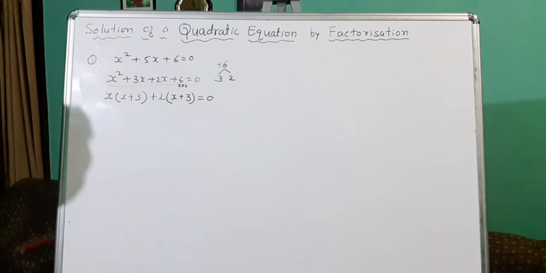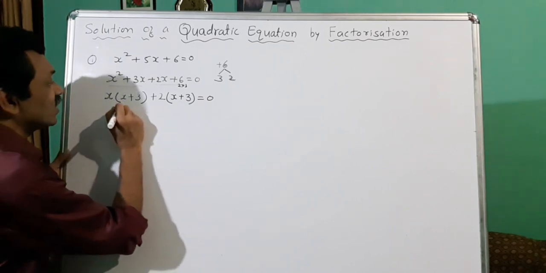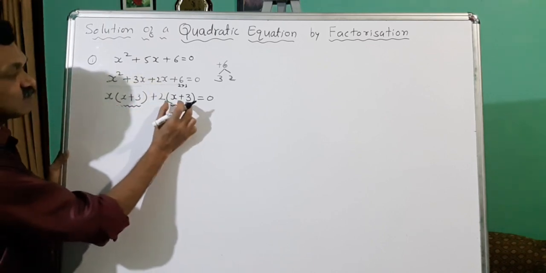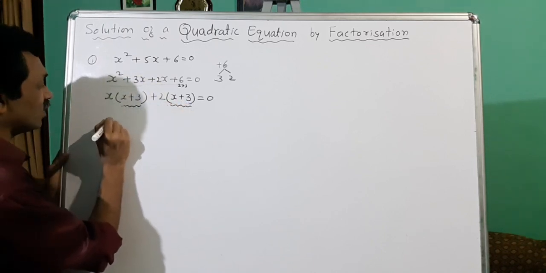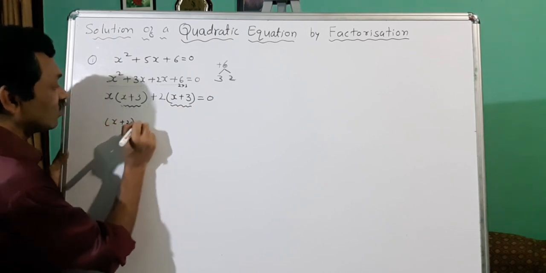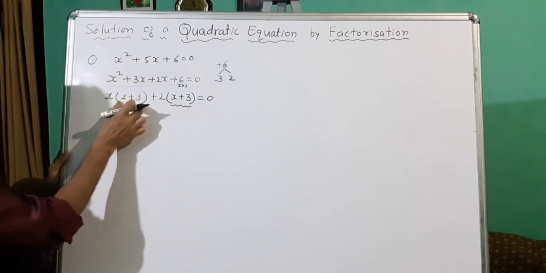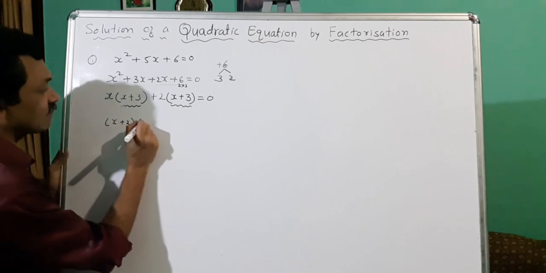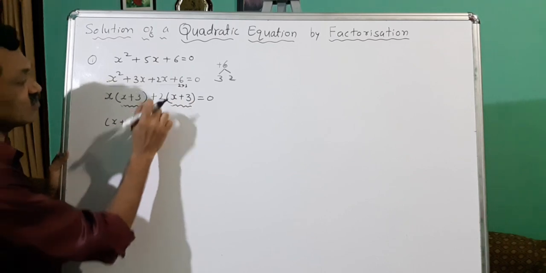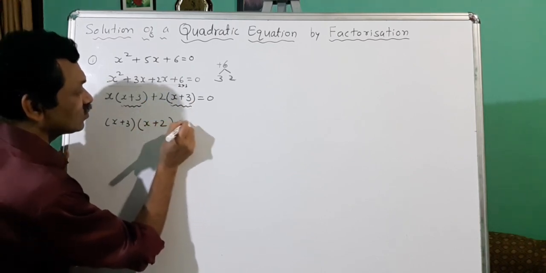Always, this is a checkpoint: here we should get a common bracket. Only then are we correct. So we got a common bracket, x plus 3 and x plus 3. I am taking x plus 3 common out of these two. Once x plus 3 is taken common, what remains here is x, plus sign as it is, and the 2 remaining, is equal to 0.